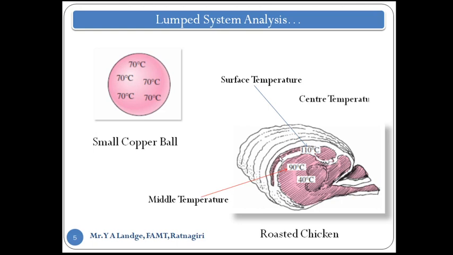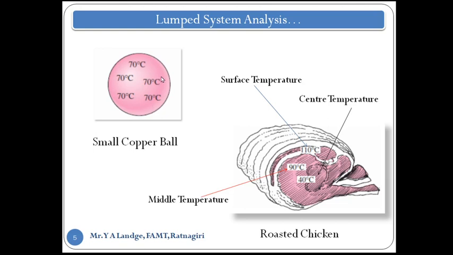And if you measure the temperature at the center, you will find it is only 40. So the internal temperature gradient between the center and the surface is large, and for such systems the lump system is not applicable. Why? Because the temperature at the surface, at the middle and at the center are different, but the same thing does not happen in the copper ball. Here, wherever you measure the temperature, you will find it is uniform, the same; it only changes with respect to time.